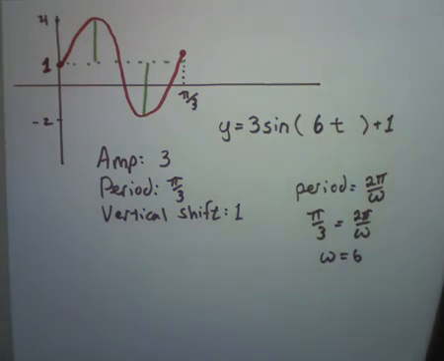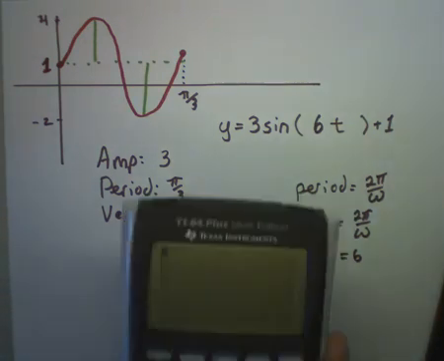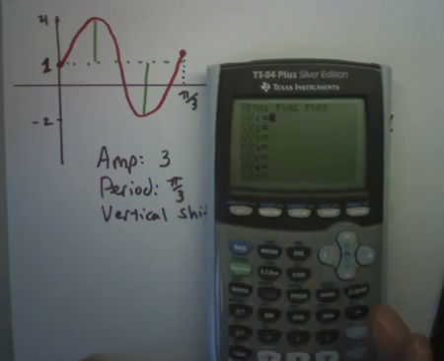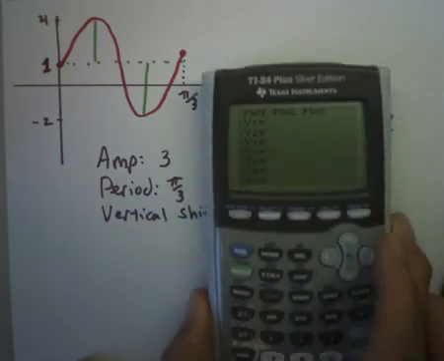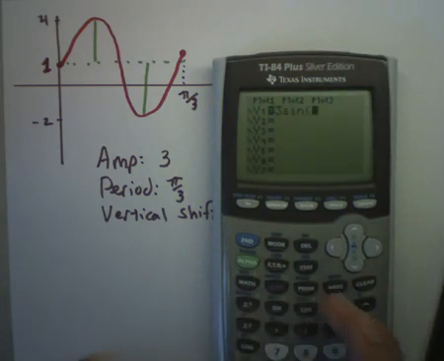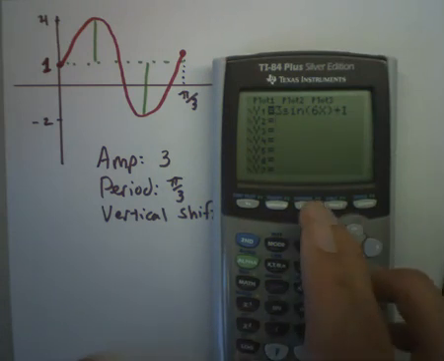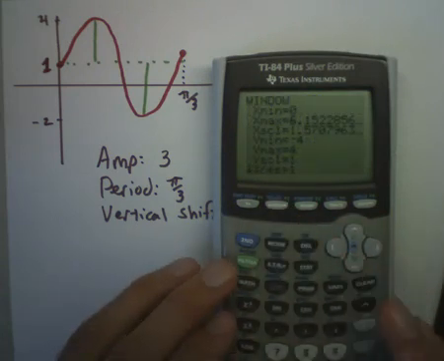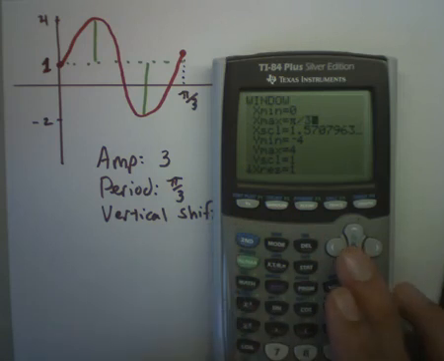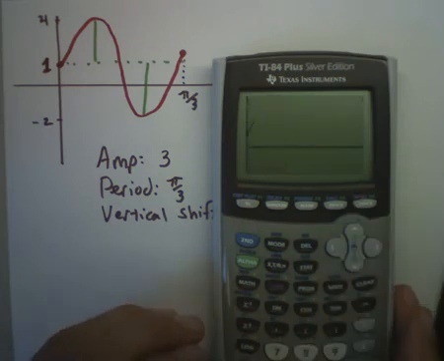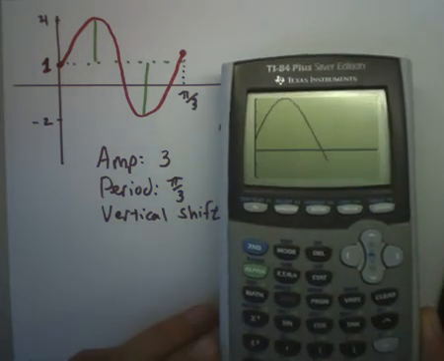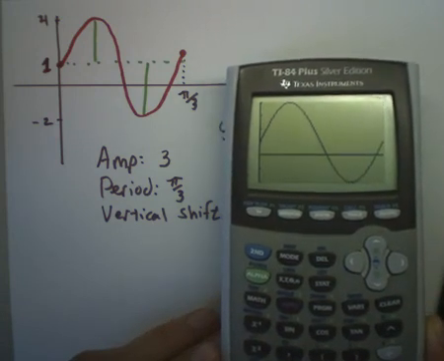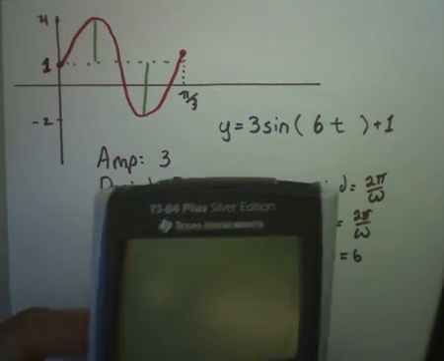And it's never a bad idea to actually grab your calculator now and just double check. I don't know how well this is going to show up, but we'll do y equals 3 sine of 6x, your calculator has to use x, plus 1. And I'll set my window by hand actually. So 0 to pi over 3 and -2 to 4. And let's take a look and see how that looks. Okay, it's looking pretty much like what it should look like, so I feel pretty good about that.